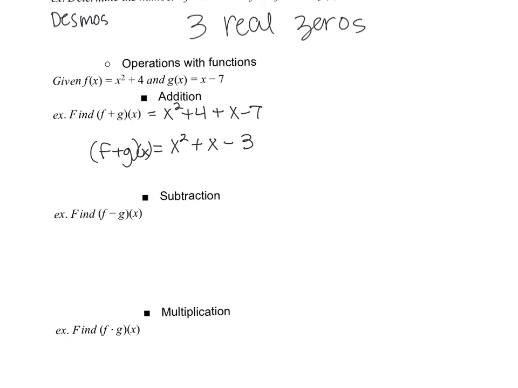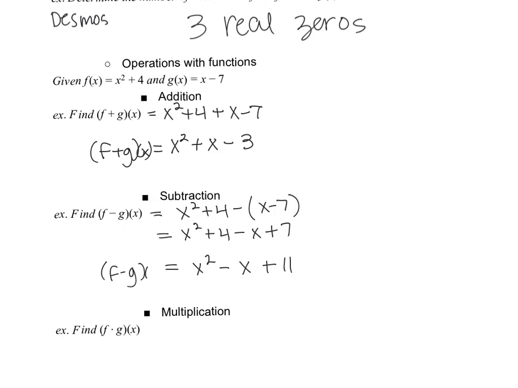Next, we want to look at subtraction. So when we apply subtraction, we're going to do x squared plus 4 and then minus, in parentheses, x minus 7. Because I'm subtracting the entire equation, not just the first term. So in this case, my first step is going to be to distribute the negative into the parentheses. So it becomes x squared plus 4 minus x plus 7. So x squared still doesn't have a like term, and then we still have minus x, and then 4 plus 7 is going to give us 11. So f minus g of x is going to equal x squared minus x plus 11.